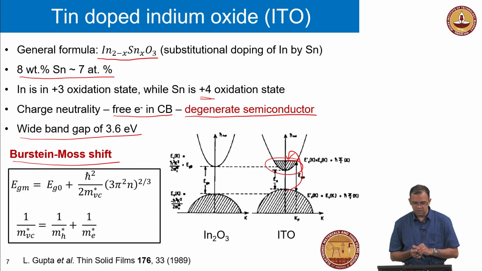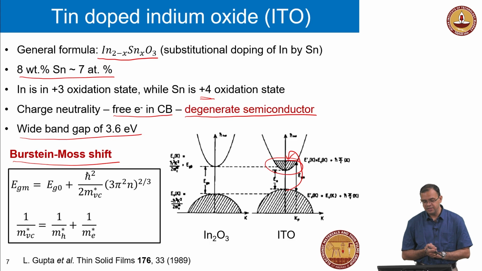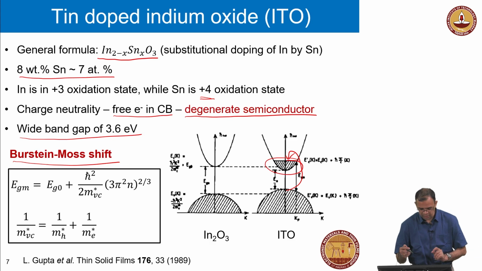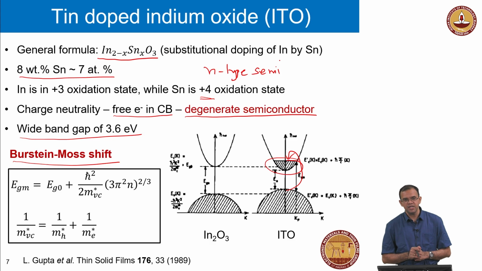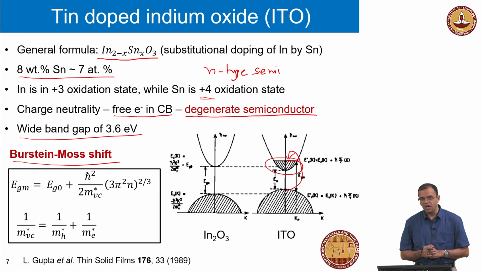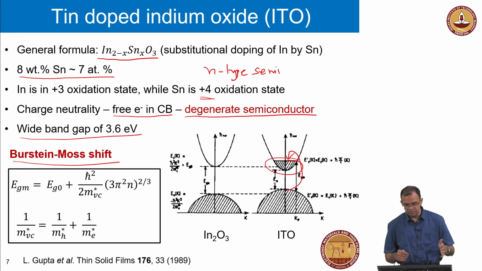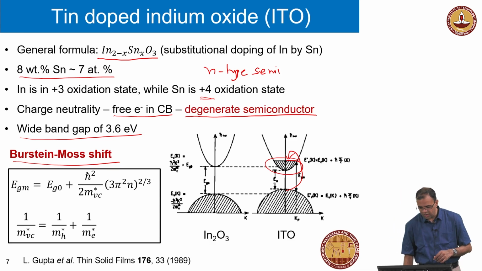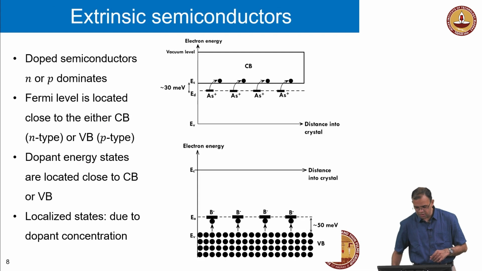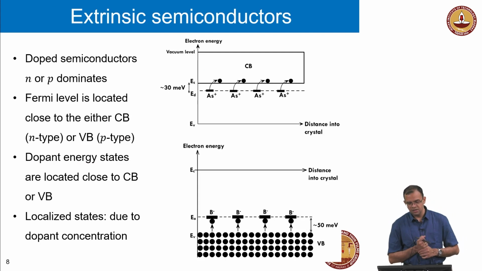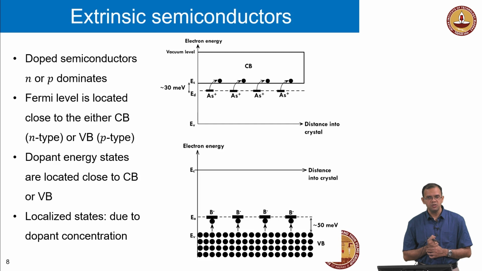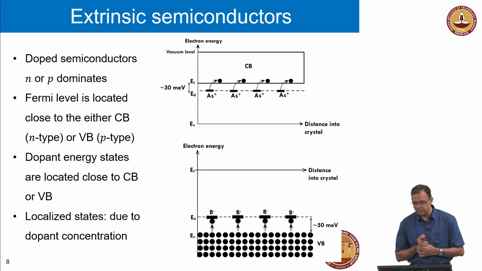So either way, ITO is an n-type semiconductor. I think I didn't write it down, so I'll write it down here. So it's an n-type semiconductor, and it's also a degenerate semiconductor, which allows it to have good electrical conductivity and, at the same time, good transparency. So just to tell you what a degenerate semiconductor is, I'll probably go back to extrinsic semiconductors.